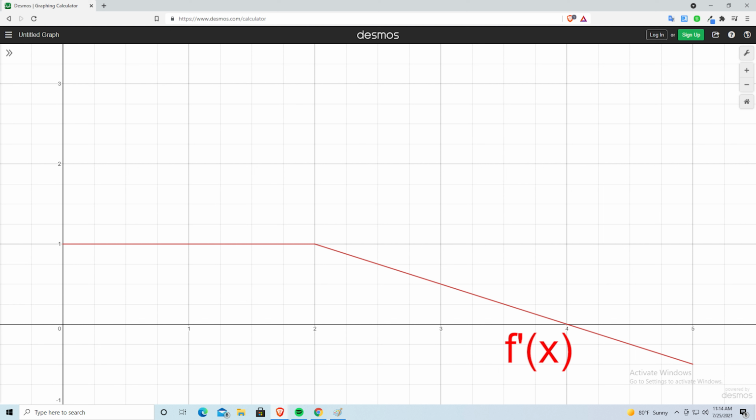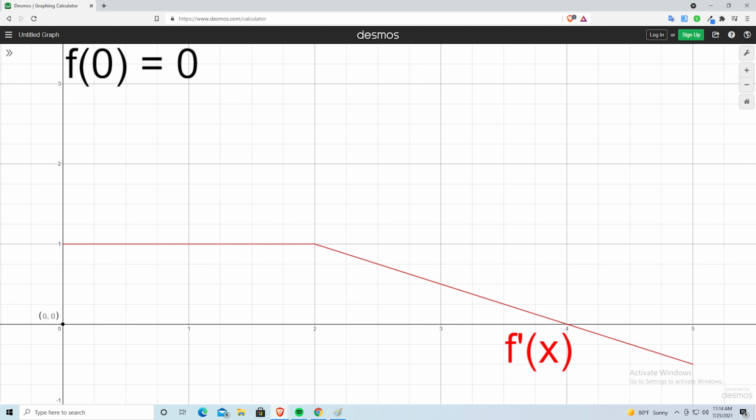But before I can actually graph the antiderivative, I have to be given some kind of initial condition, because as we know, a function can have many antiderivatives. And so let's say that the initial condition I have is that f of 0 is equal to 0. And so I know that one point on my function is (0, 0). So let's go ahead and pencil that in.